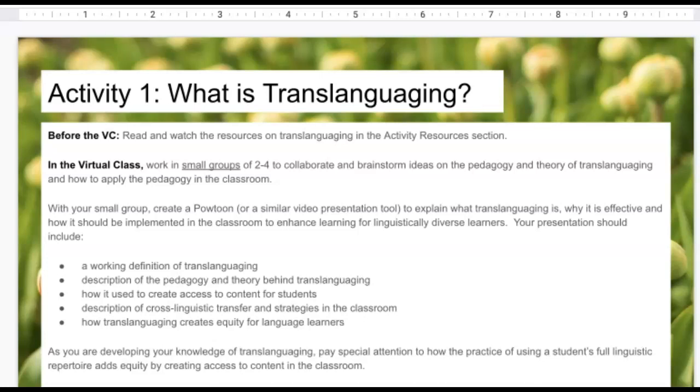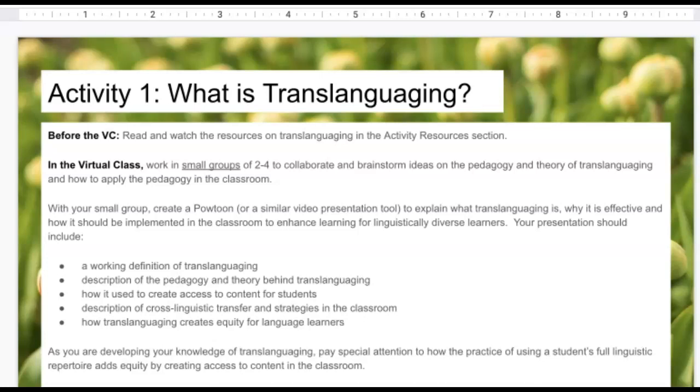A good one that I like is called Vyond, V-Y-O-N-D. That's a really fun tool, as is Powtoon. What you're going to do is create a Powtoon or a Vyond or whatever other tool you want to explain what translanguaging is, why it is effective, and how it should be implemented in the classroom to enhance learning for linguistically diverse learners.